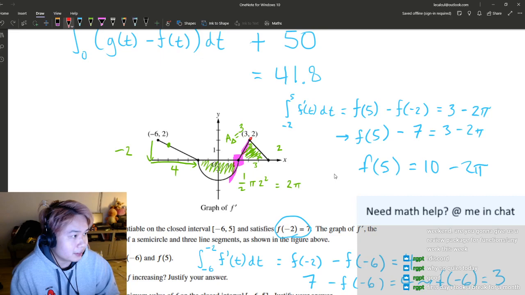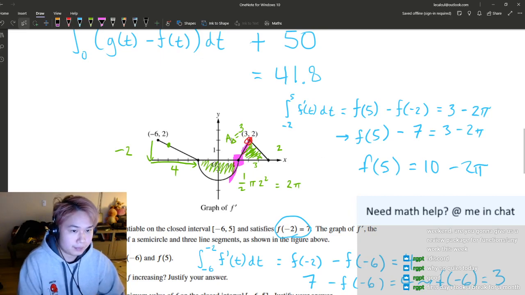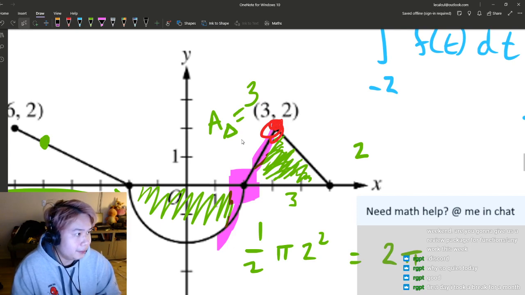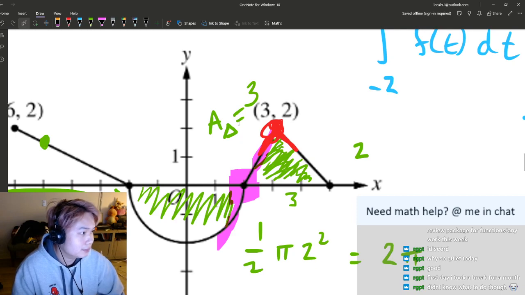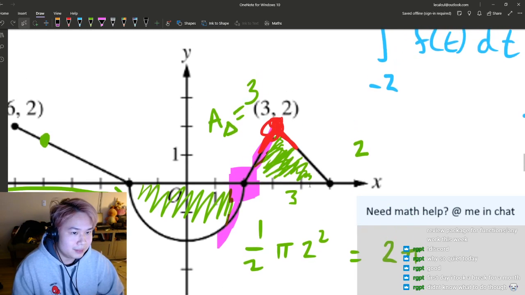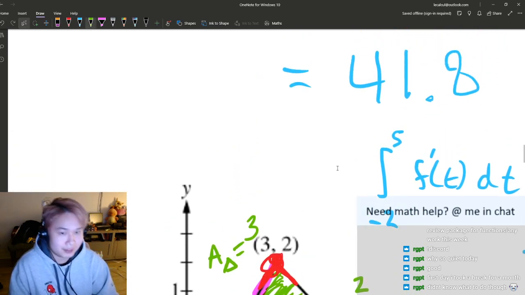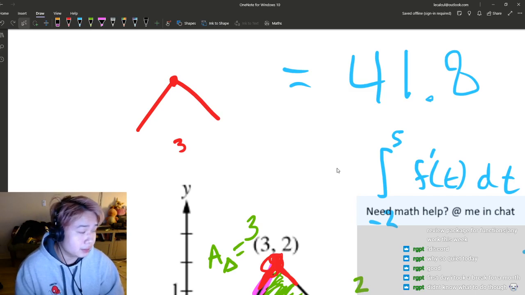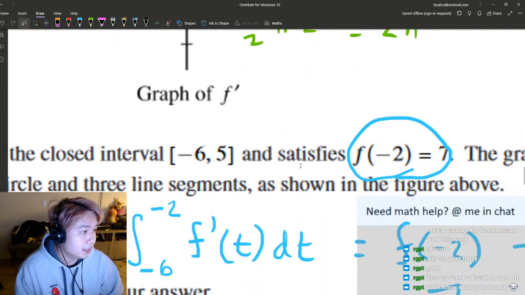Unfortunately, you see here on the graph, at 3 we have a cusp. I didn't want to erase all of this work, so let me just draw it over here. We have a cusp, so the derivative doesn't exist there.